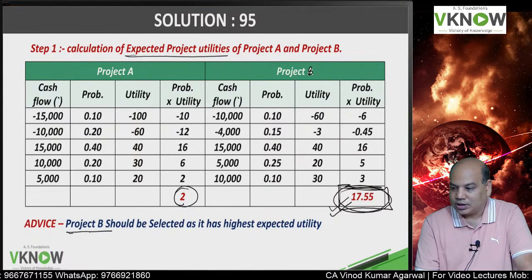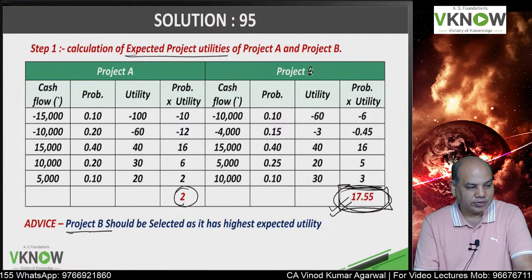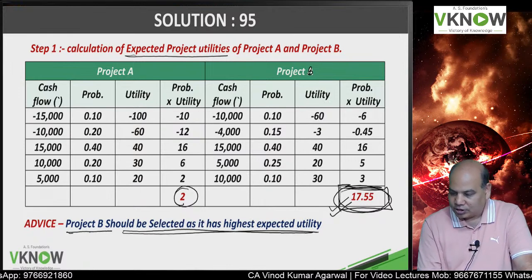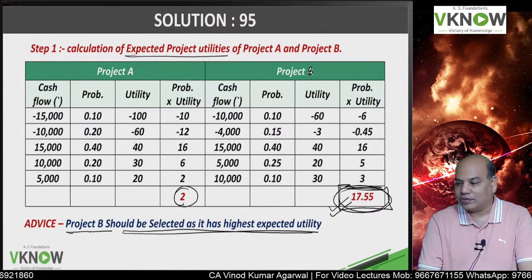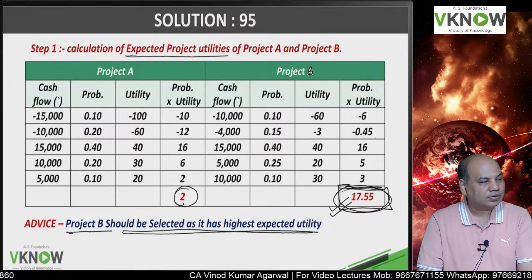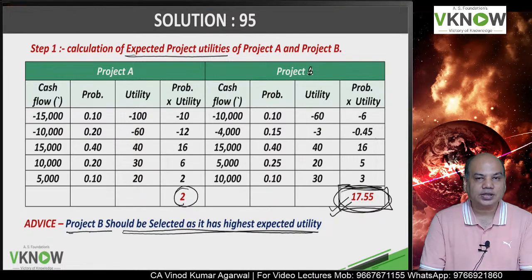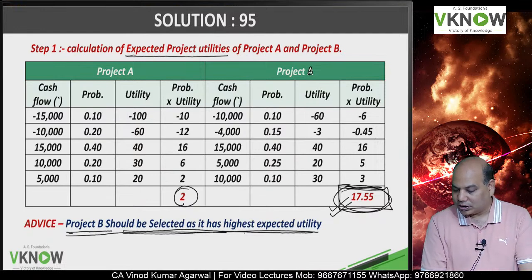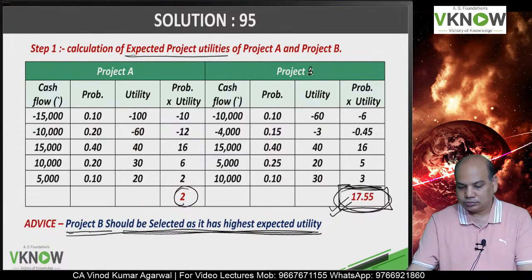Project B should be selected as it has highest expected utility.